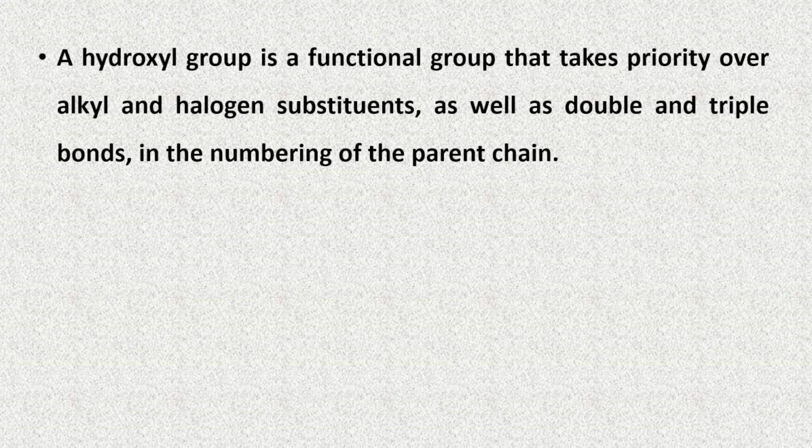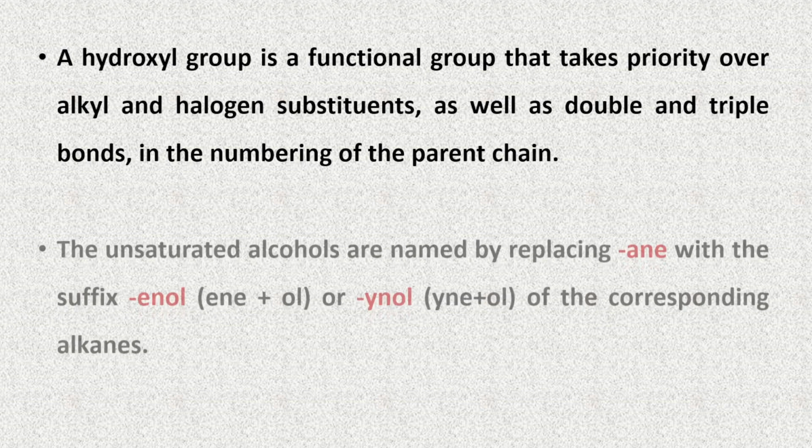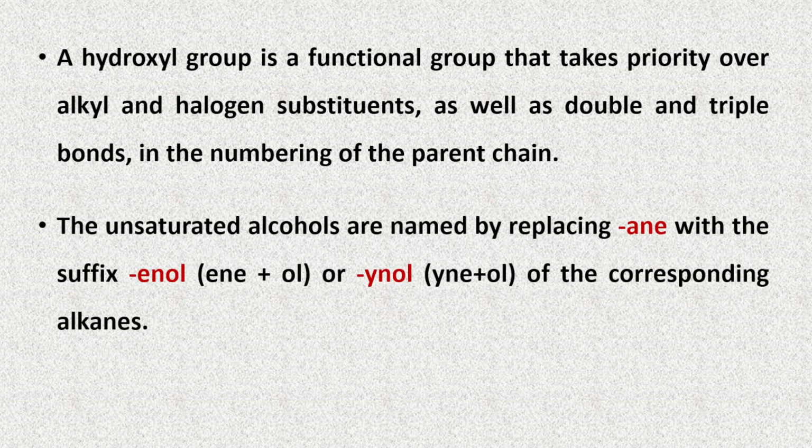A hydroxyl group is a functional group and it takes priority over alkyl and halogen substituents as well as over the double and triple bond while numbering the parent chain. The unsaturated alcohols are named by replacing "ane" with the suffix "enol" or "ynol" of the corresponding alkane.